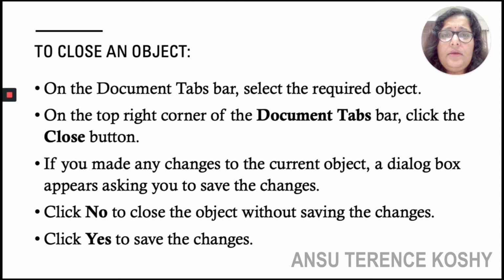That is, if you want to close an object, you just have to go to the document tabs bar, and in that you have to click on the close button. When you click on the close button without saving, they always ask you a question: do you want to save the changes that you have made? If you press Yes, the changes will be made to your object. If it is No, the changes will not be added to the object.